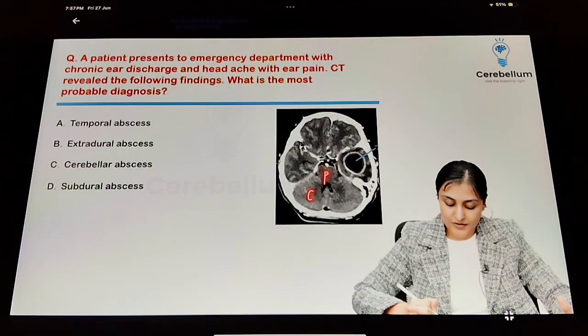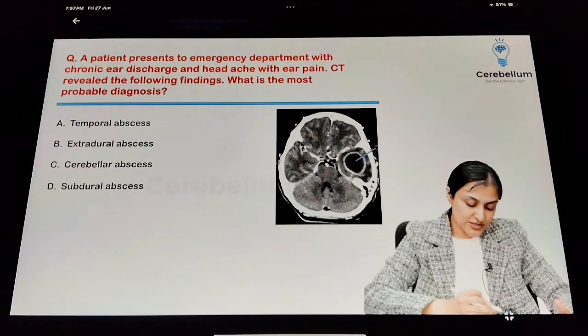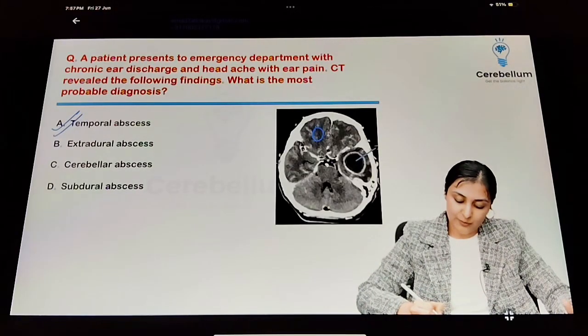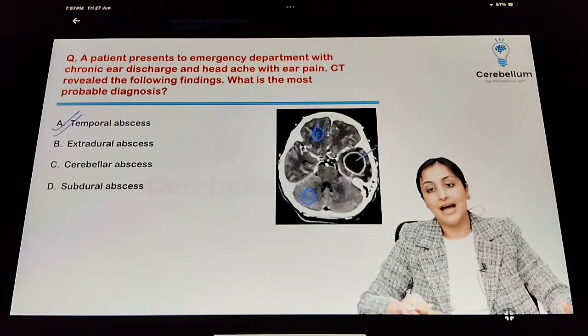So again, you can see this is the pons, cerebellum, temporal, frontal. So this is a temporal abscess, right? So if it was here, it would have been a frontal abscess. If it was here, cerebellar abscess.